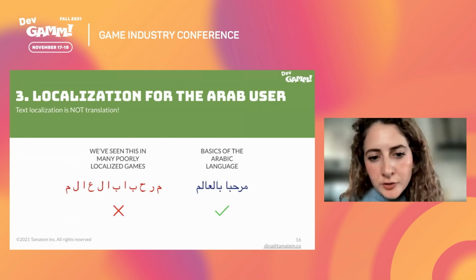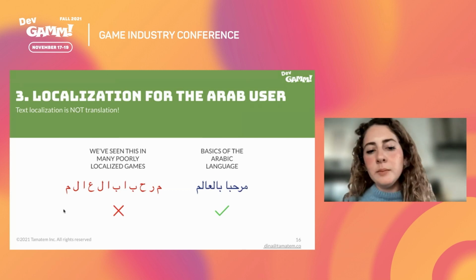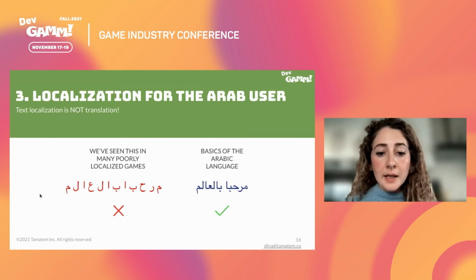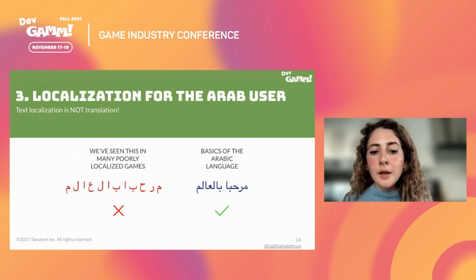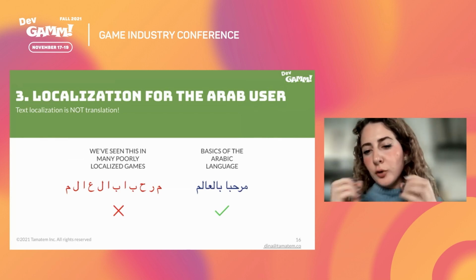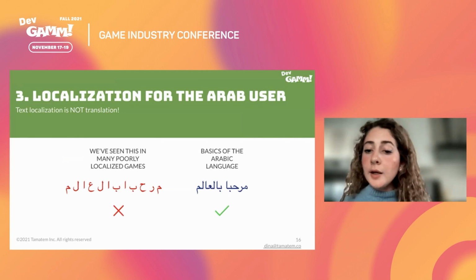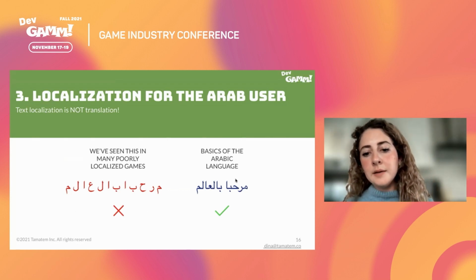Text localization is not translation. I wanted to show you what the Arabic letters are and how you write them. You can see in many poorly localized games, the one on the left side, which represents that the letters are separated and not connected. This is the Arabic language. You have the characters or the letters connected, unlike the English language, for example, where all characters are separated. So this is poorly localized, and this is the right way to localize your Arabic language.